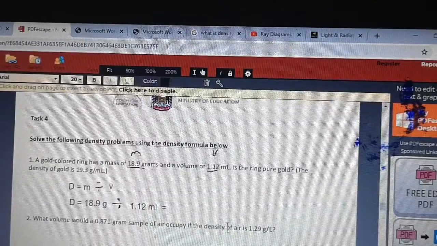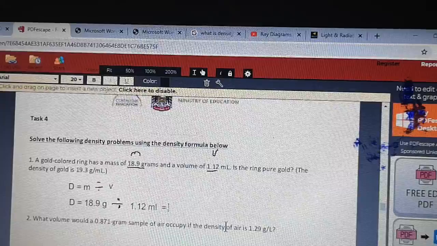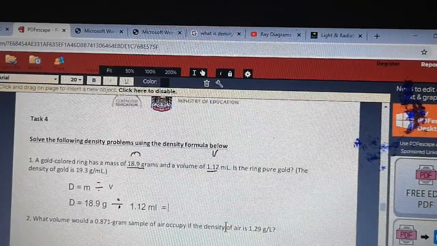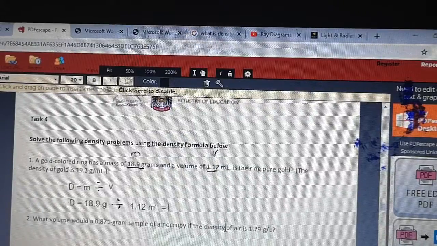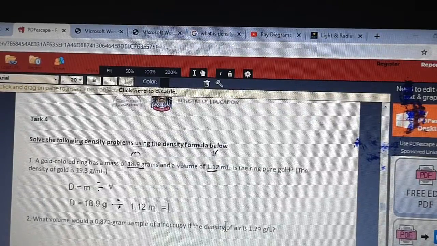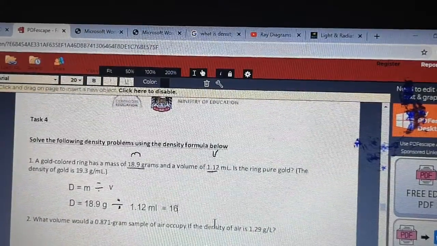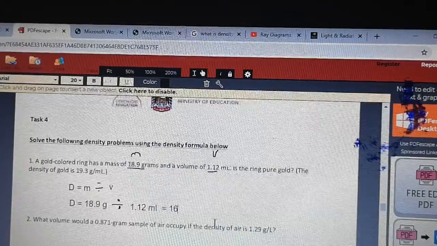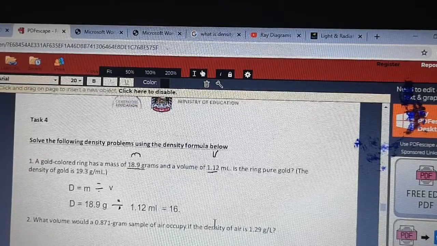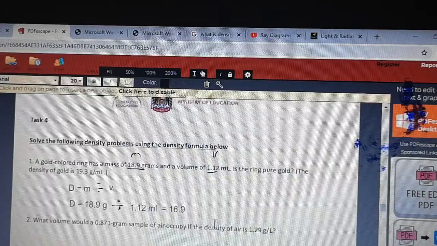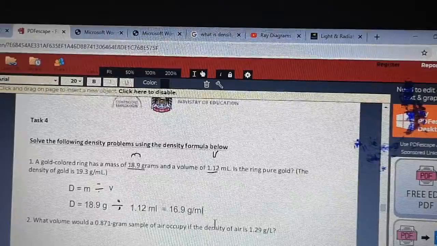So put that in your calculator. Let's do it together. 18.9 divided by 1.12. You get 16.875. We can round it to 16.9, right? 16.875 is close to 16.9 grams per milliliter.